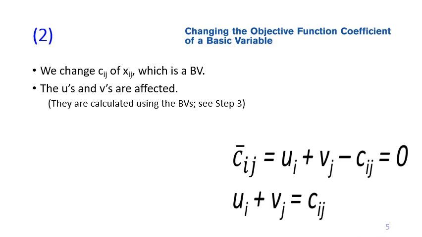Now for the second type of change, we are going to change the cost Cij that corresponds to a variable that is a basic variable. So we are going to change one of these costs here that corresponds to a cell that has a value, which means that variable is a basic variable. In this case, the u's and the v's are affected because remember when we calculate the u and v, we depend on the Cij from the basic variable.